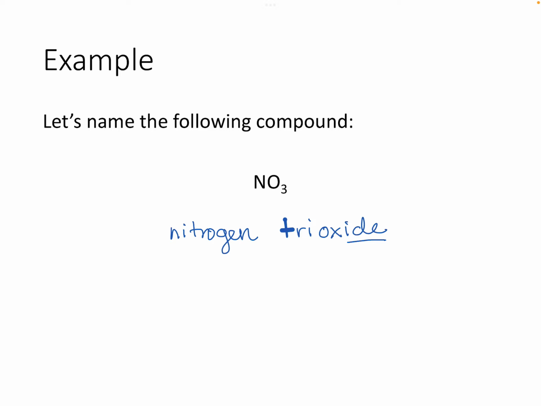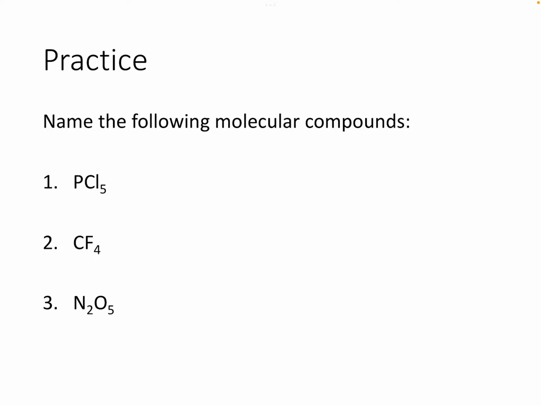All right, so let's look at some more. Let's see if you can name the following molecular compounds on your own. We have PCl5, CF4, and N2O5. So I'll let you try these on your own first, and remember, you can go back to that prefix table if you need to, and then when you're done, we'll go over them together.